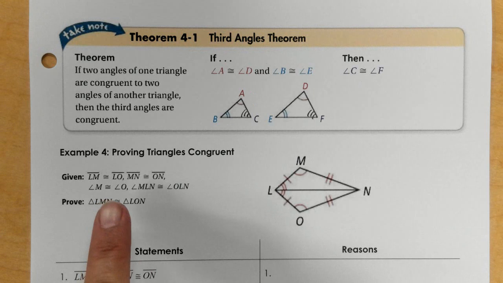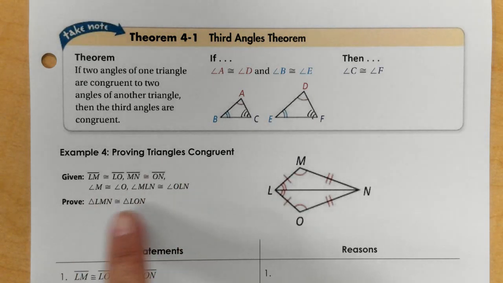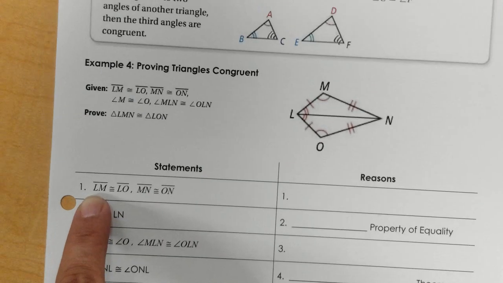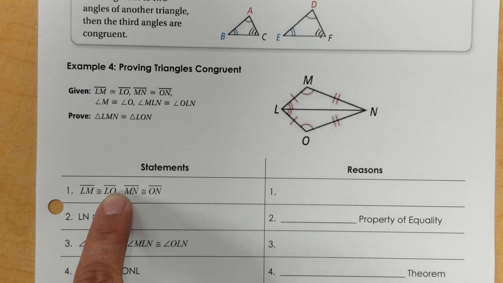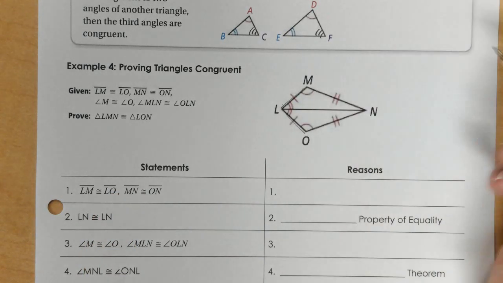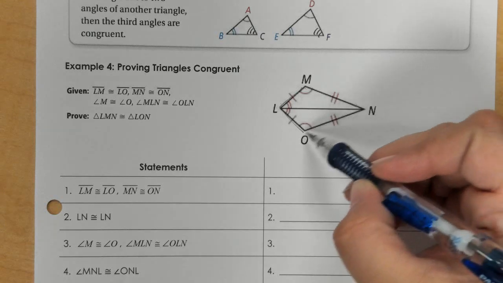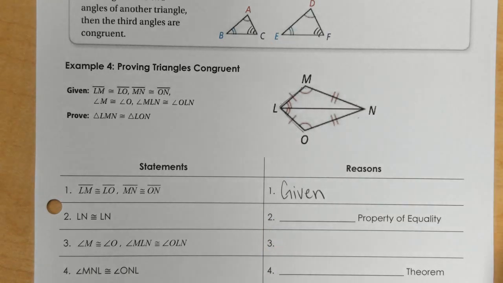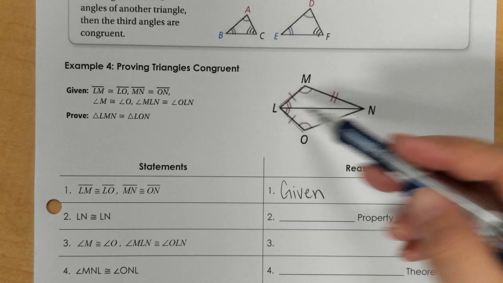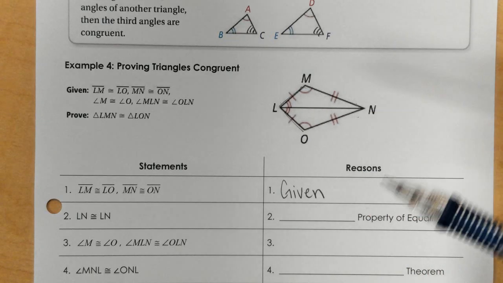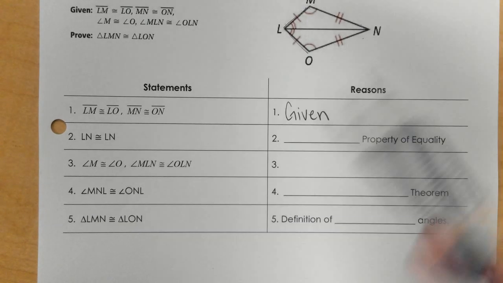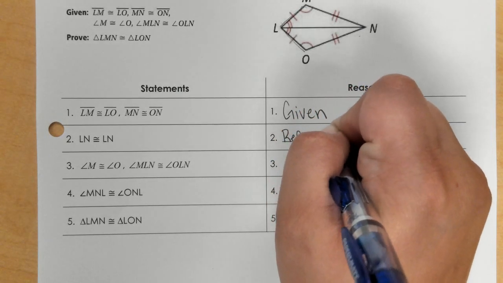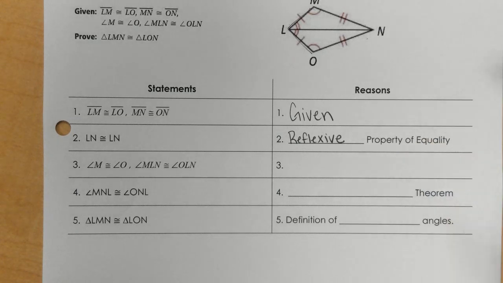So we're given a lot of information, and we have to prove that these two triangles right here are congruent. Okay. So first, we were told that LM is congruent to LO. Okay, that's given. MN is congruent to ON. Yes, that's given. So we can say given. We also can say LN is congruent to itself, LN. So that goes back to the reflexive property that we talked about earlier in the year. So reflexive property of equality.